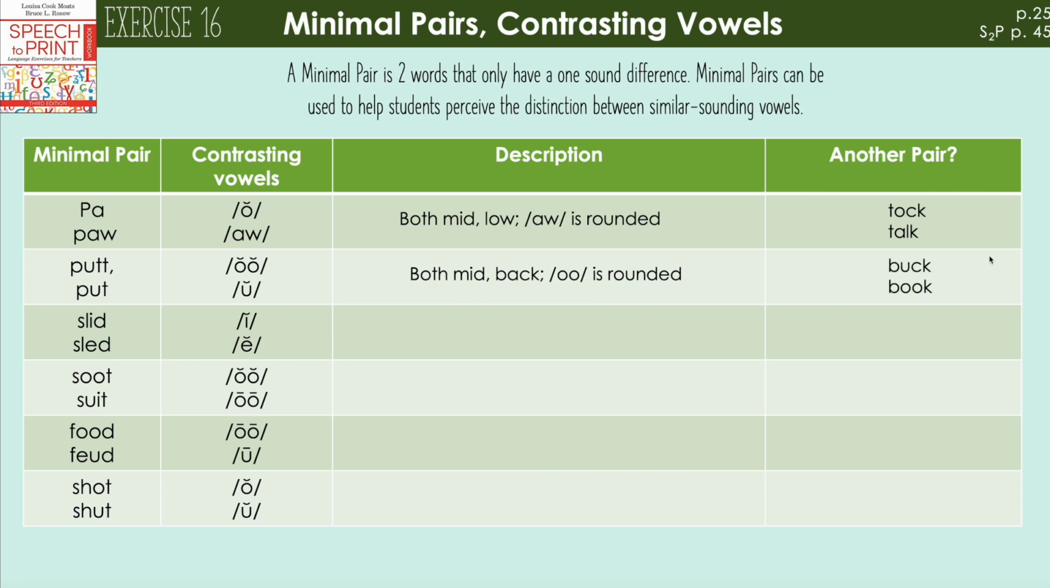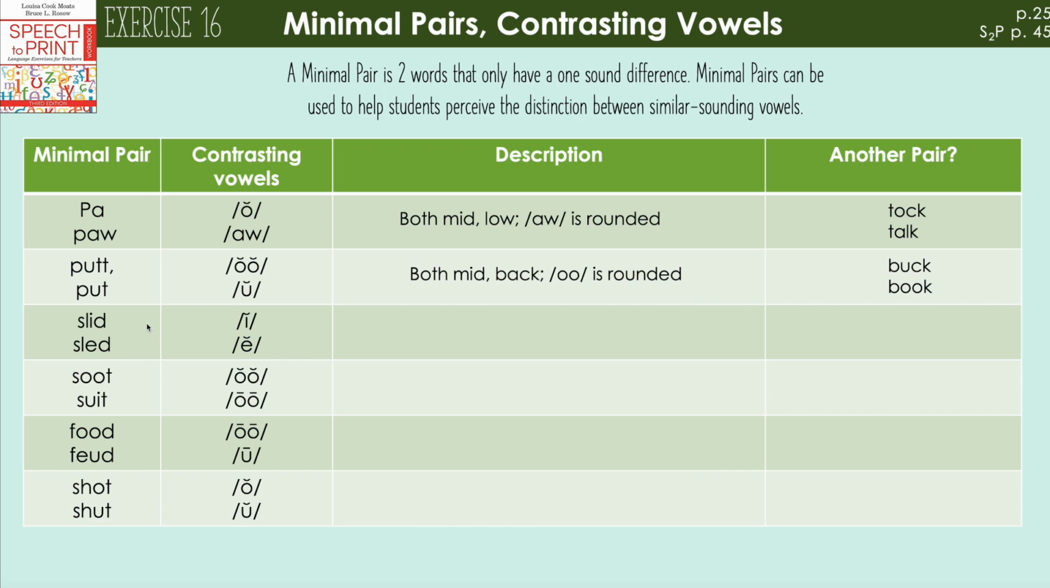So another pair would be buck and book. Again, you see that the sound is the same. The spelling may be a little different. The focus is that you have everything the same except one sound. So that means the other sounds are the same. All right, let's take a look at the next one.